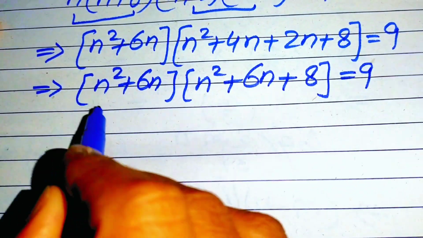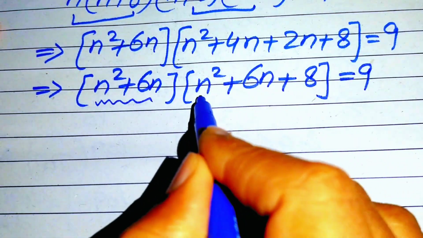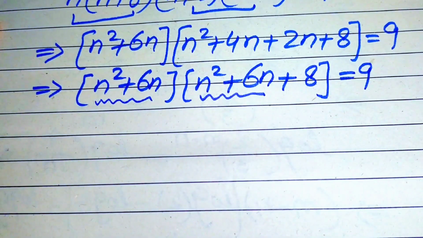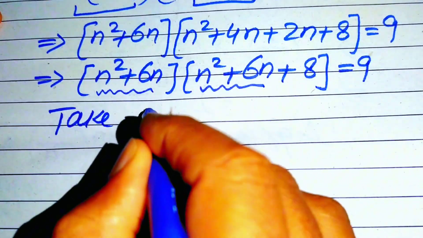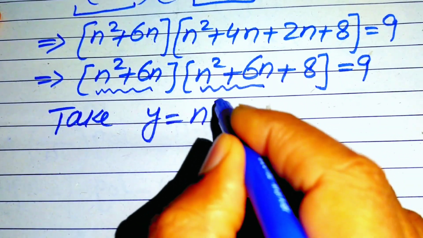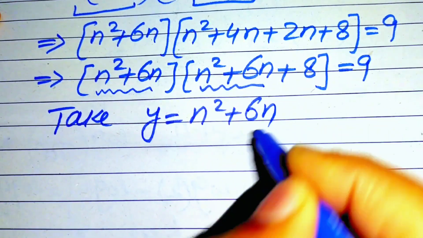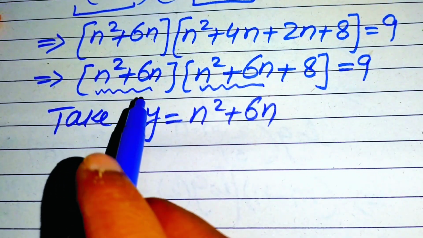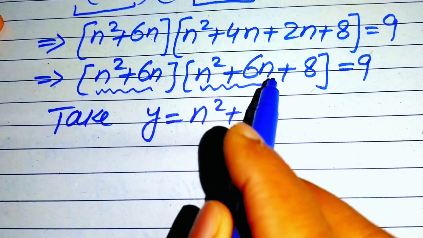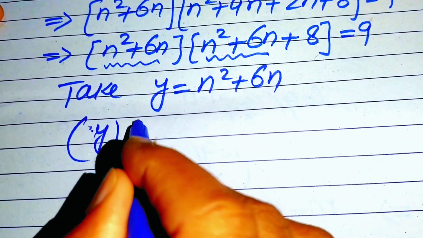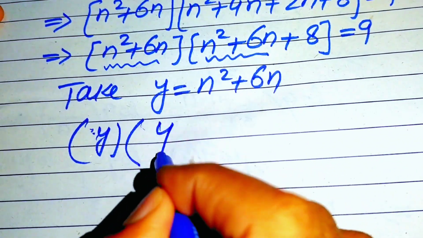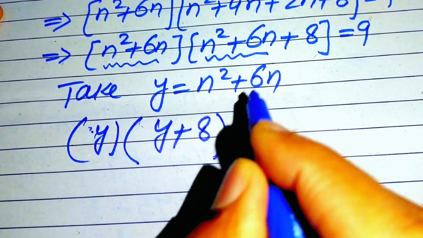Here you see that we have n square plus 6n in both factors, the same terms, so we take y equals n square plus 6n. When we take y equals n square plus 6n, these factors become in this form. Here you get only y, and here we get y plus 8.